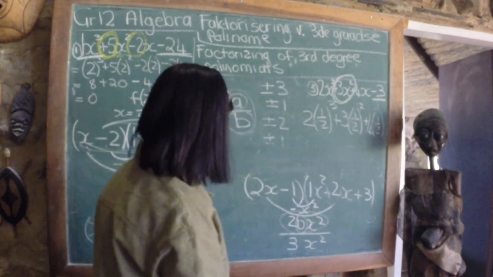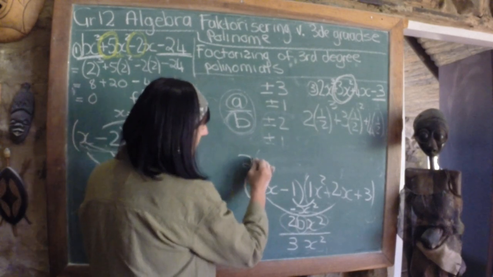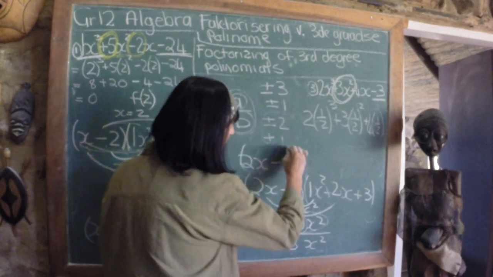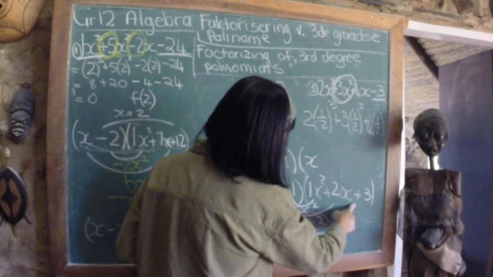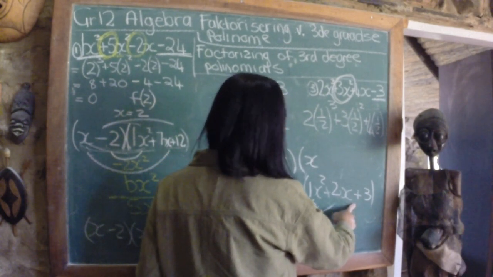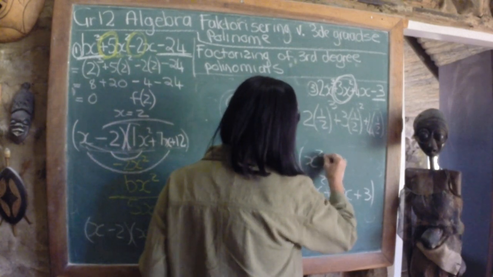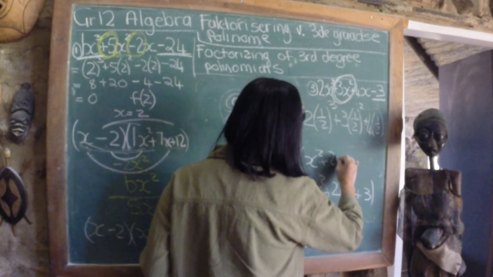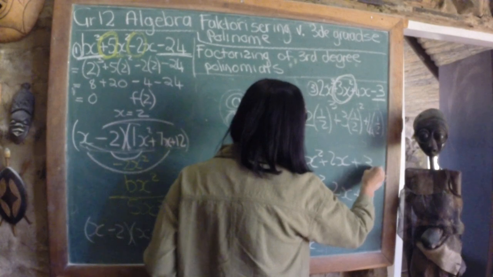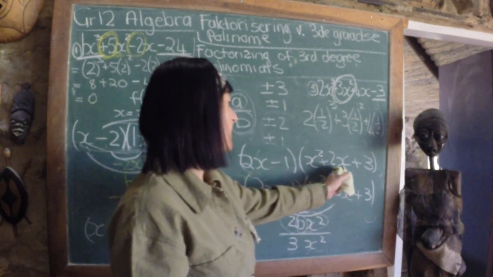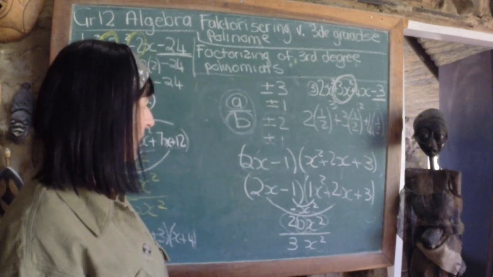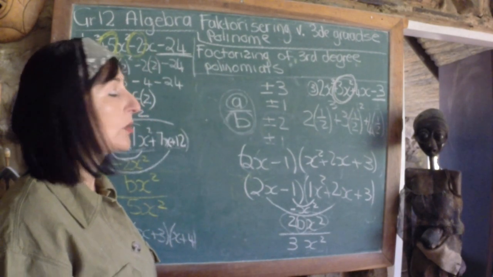And then I can finally factorize that one as 2x minus 1 times x squared plus 2x plus 3, which can only be 3 times 1. You can't factorize, so I must use my formula, or I can check with delta whether there are factors for that quadratic equation or not.